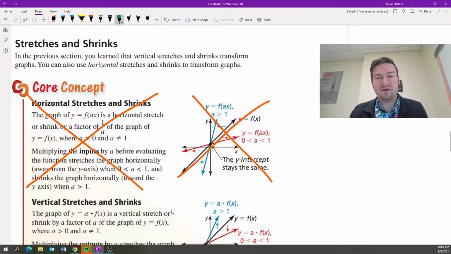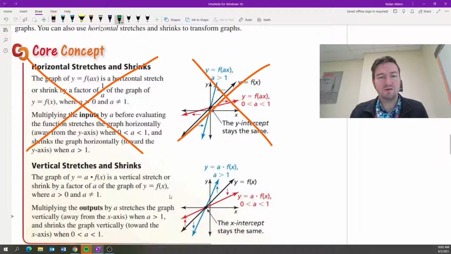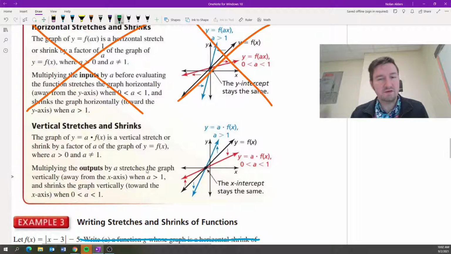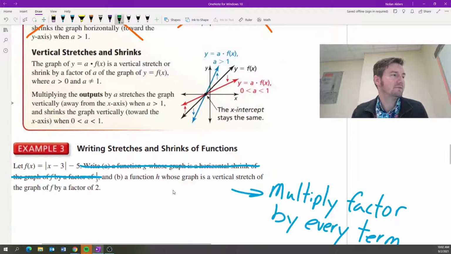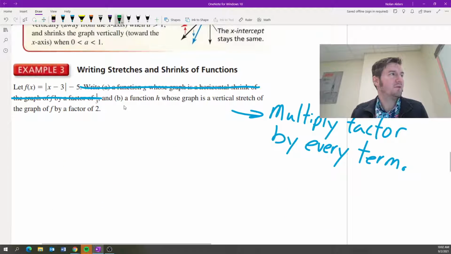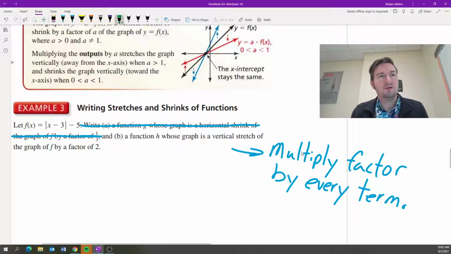All right, moving on down to stretches and shrinks. We're just going to be looking at vertical stretches and shrinks in this video. And so with our example, we're just going to work part B here and show you what a vertical stretch looks like. Here's the rule though. You're going to multiply the factor by every term. Whenever you do a vertical stretch or shrink, either one, you just multiply the factor by every term.